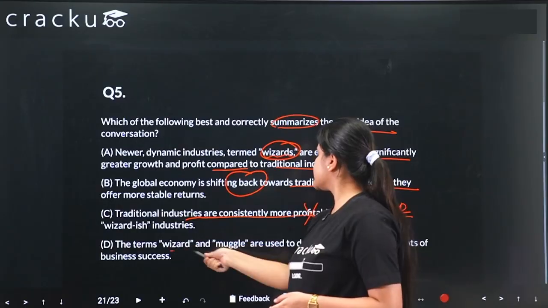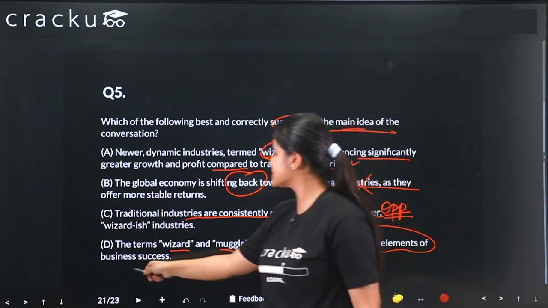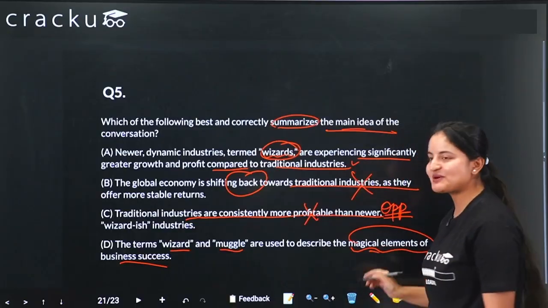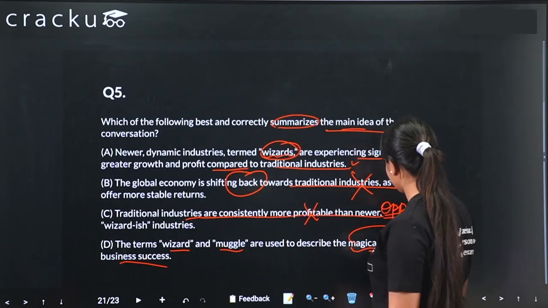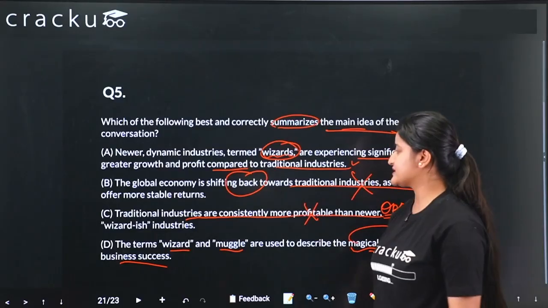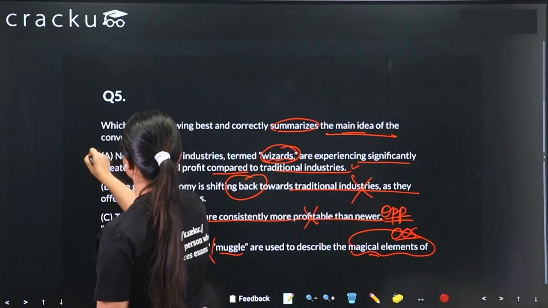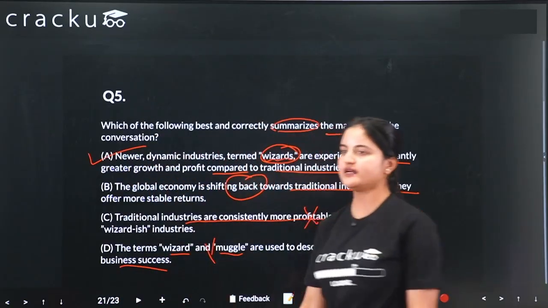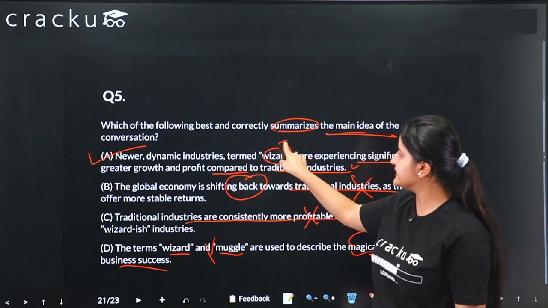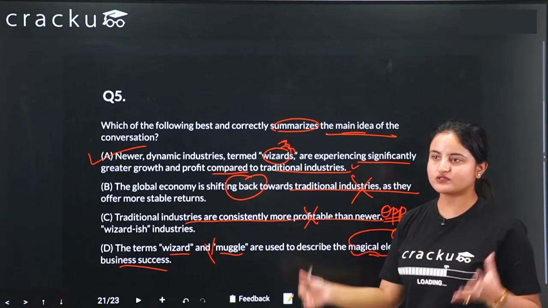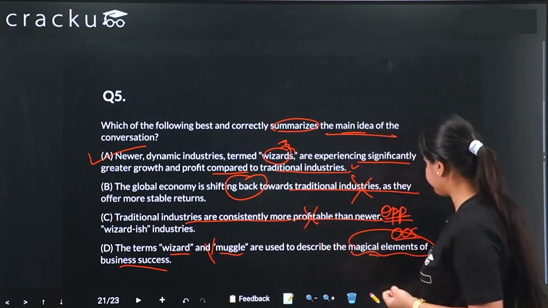The terms wizard and muggle are used to describe magical elements of business success. When did we talk about magical elements? It was not discussed. It's simply out of scope. There's no element of business success. So A, as we decided before also, is the best choice, that these new things are coming up. These wizard industries are coming up. That's the general vibe. They are growing very rapidly and the landscape has changed. So A.